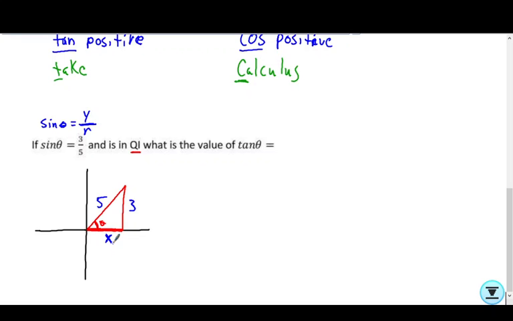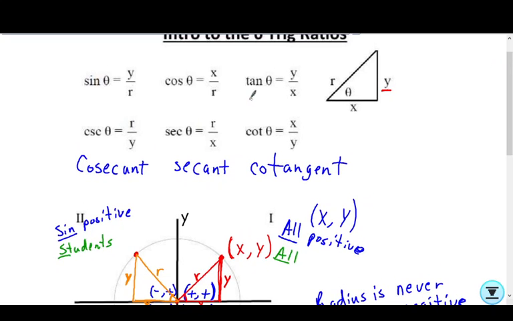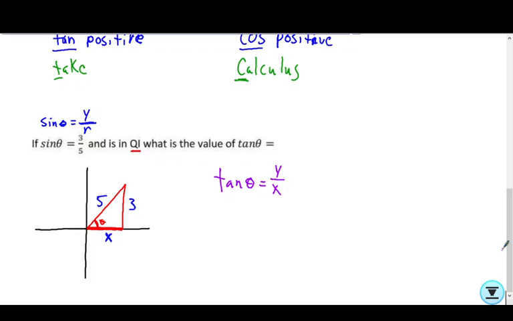They want to know what tangent theta is. Tangent theta is y/x. So that's from up here in these ratios. Right here, tangent theta is y/x. Sine theta is y/r. You have to know these. Just have to know them. I already know y is 3, so this is 3 over something, whatever x is. Well, I need to find x.